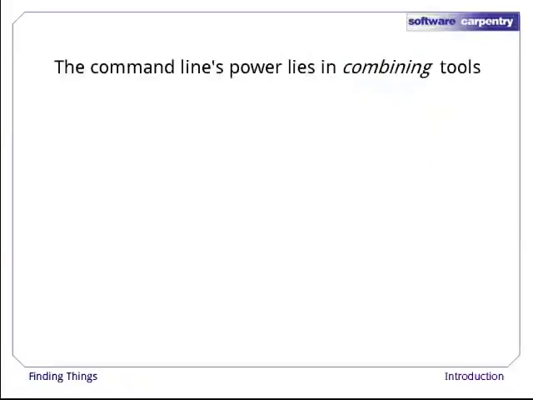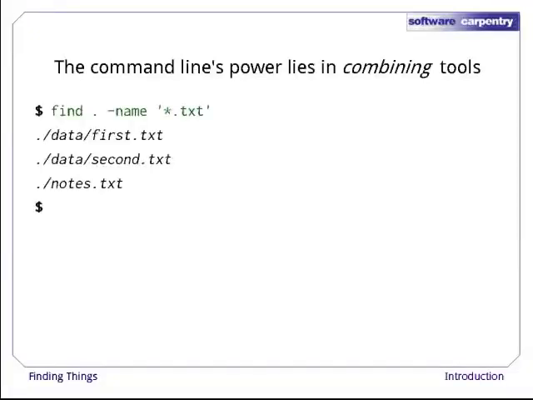As we said in previous episodes, the command line's power lies in combining tools. We've seen how to do that with pipes. Let's look at another technique. As we just saw, find . -name '*.txt' in quotes gives us a list of all text files in or below the current directory. Here's how to combine that with wc -l to count the lines in all those files.